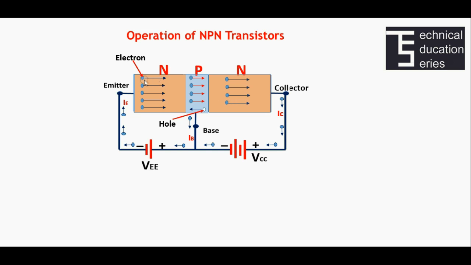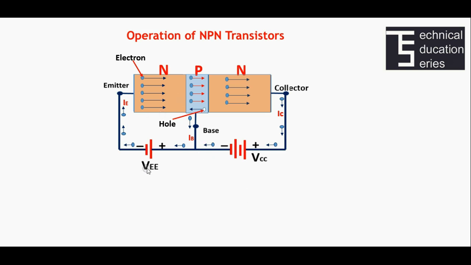For the normal operation of the transistor, we have to provide forward bias across the emitter junction and reverse bias across the collector junction. Here, the forward bias across the emitter junction is provided using battery VEE and reverse bias across the collector junction is provided using battery VCC.